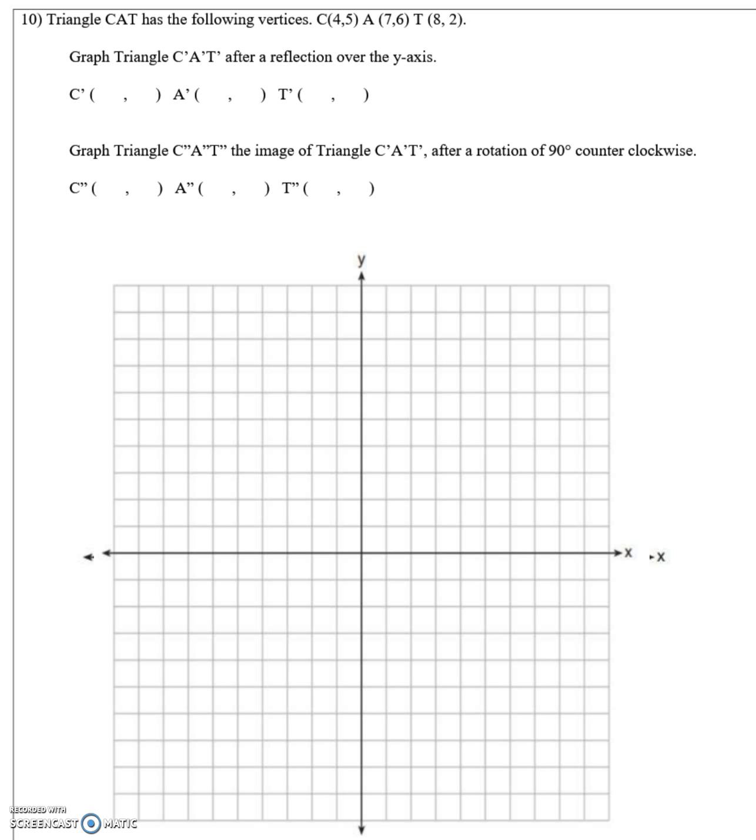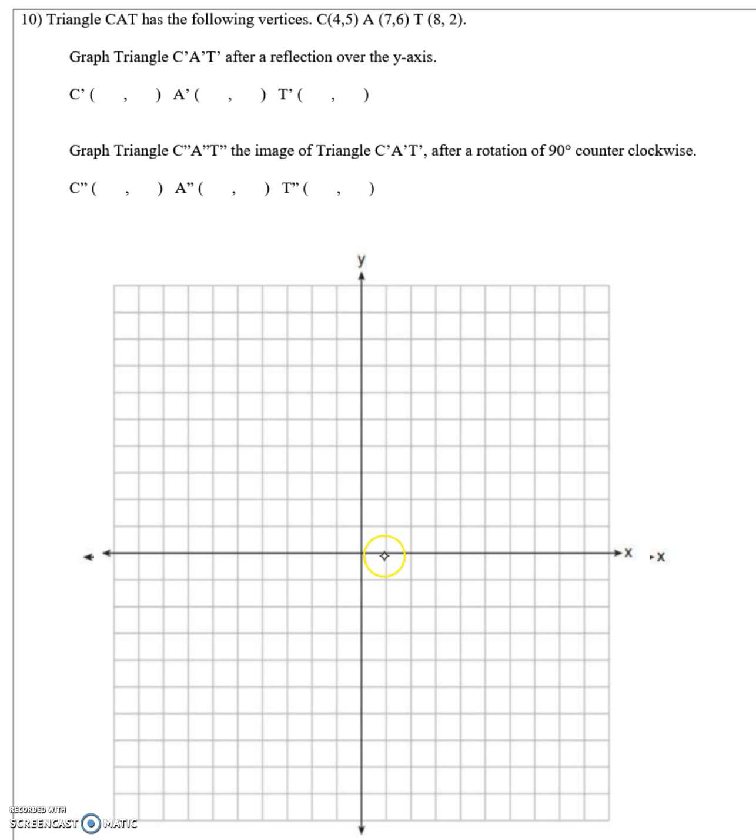Okay, so our last question is question number 10. It says triangle CAT has the following vertices: C at (4, 5), A at (7, 6), and T at (8, 2). They want you to first graph CAT.